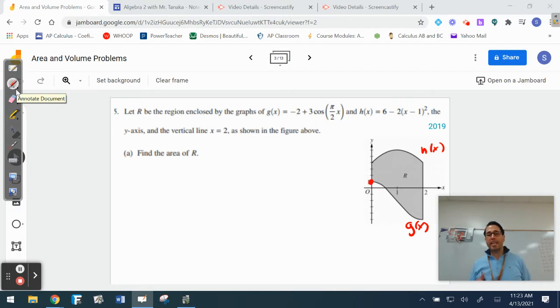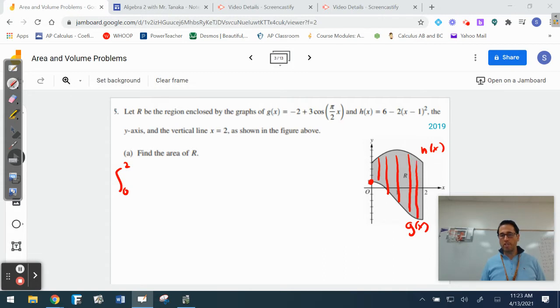So when it asks to find area, remember, that's very, very important. We're going to do the integral from 0 to 2. Now remember, when dealing with area, you can do top minus bottom as long as it always goes from H to G, and it does. So I'm going to want to do H of x minus G of x, dx.